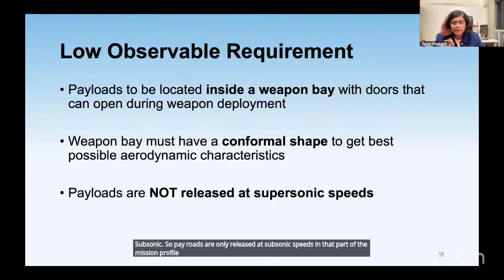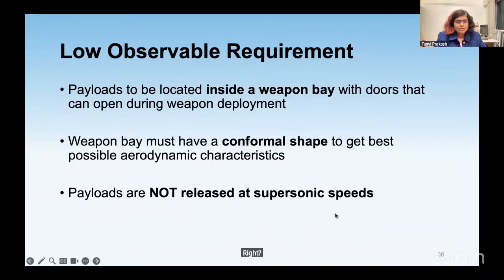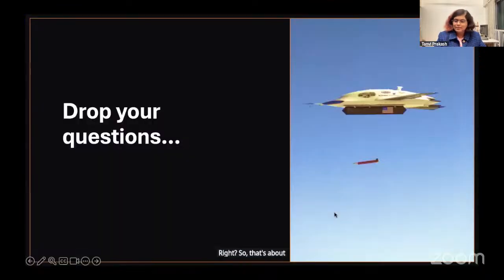So if you are going to be doing any weight fraction calculations, you need to account for the fact that the payloads are going to be removed in that phase and not in any other phase, right? So that's about it. And now it's time for you all to drop your questions on me.